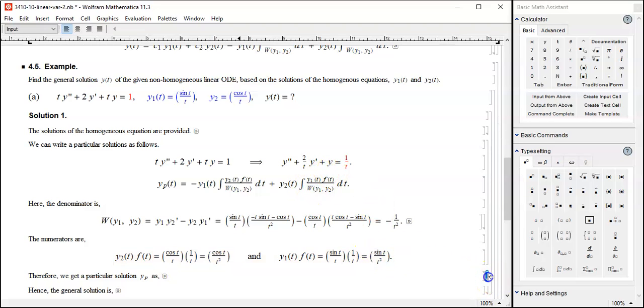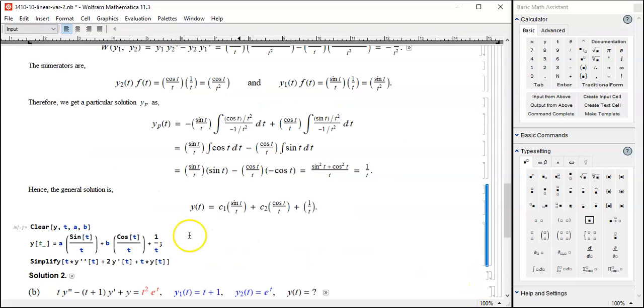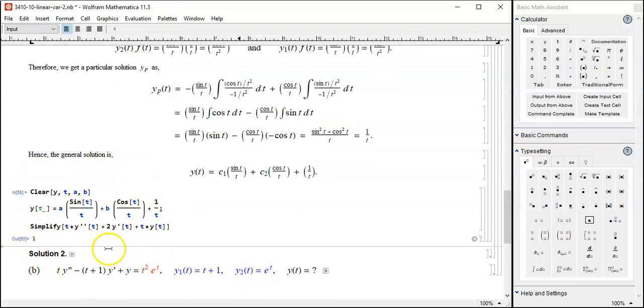So the integrals can be calculated like this. The t squared cancel each other out. We have just cosine and sine, and therefore we have sine and cosine. So we have sine squared plus cosine squared. You're going to get 1 over t. So the particular solution is 1 over t. Hence the general solution is c1y1 plus c2y2 plus particular solution 1 over t, and that's got to be the general solution. Here we go. You can check it using Mathematica, and the right hand side is indeed 1.